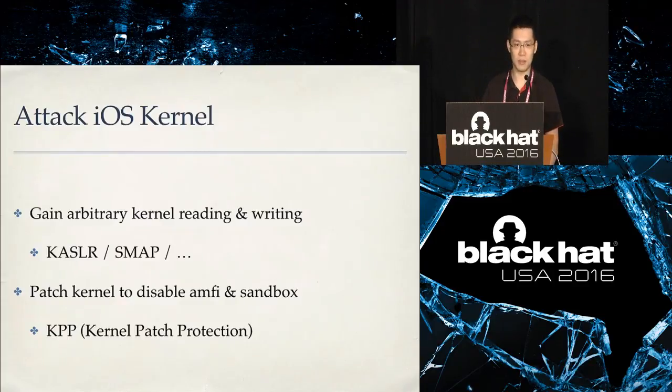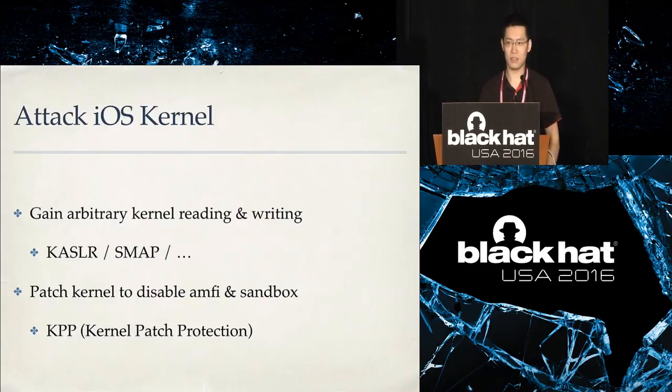So to make a jailbreak, you have to attack the iOS kernel, because a lot of enforcement is actually implemented in the kernel part. So you need to patch them out, like the MFI and the Sandbox part. So usually the goal of the exploit and kernel vulnerability is to gain arbitrary kernel reading and writing. And to achieve this, usually we need to defeat exploit mitigations in iOS like KASLR and SMAP.